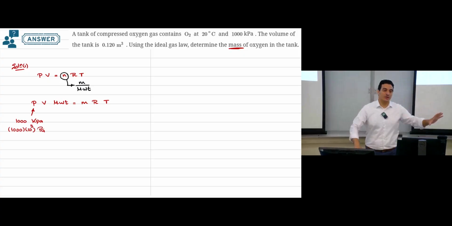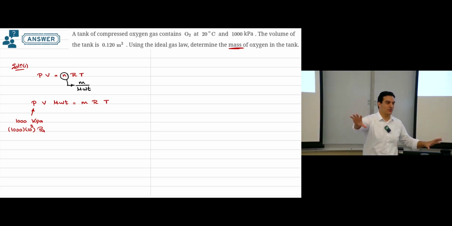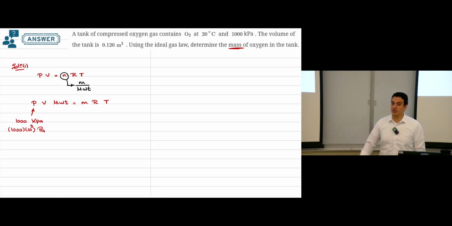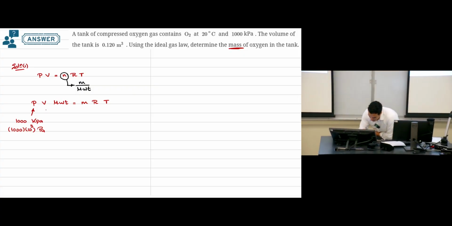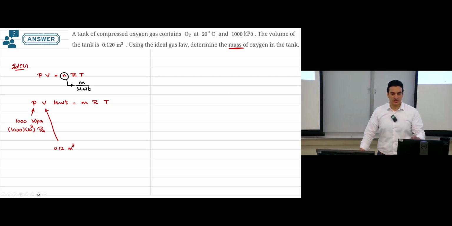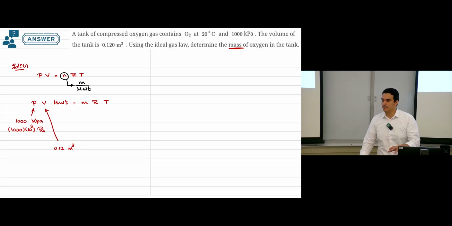In Chapter 1, you have some slides explaining the units of work, the units of energy, the units of pressure, in the different systems of units. So make sure that you have them. Volume is 0.12 meter cube. Do we need to convert this one, or is it consistent with the units? It's consistent, meter cube, SI system.